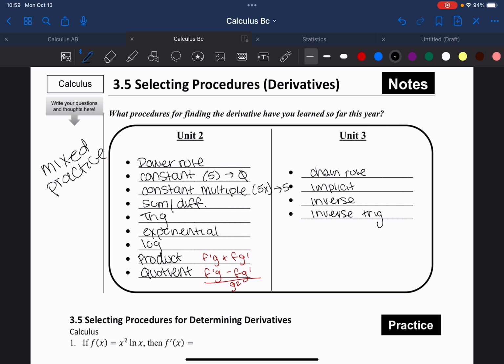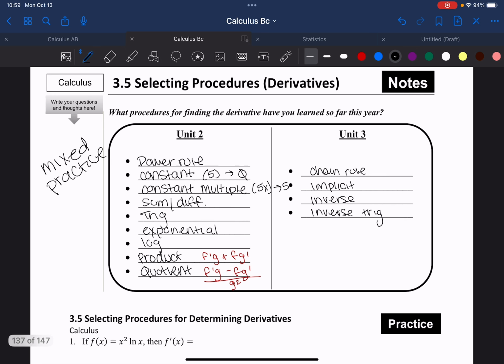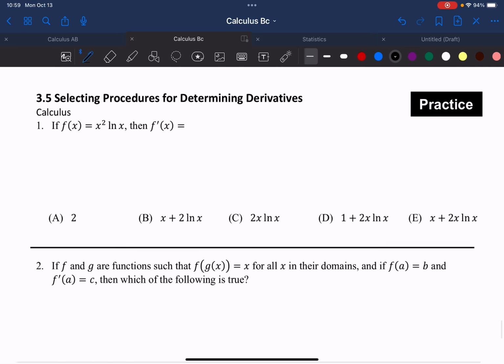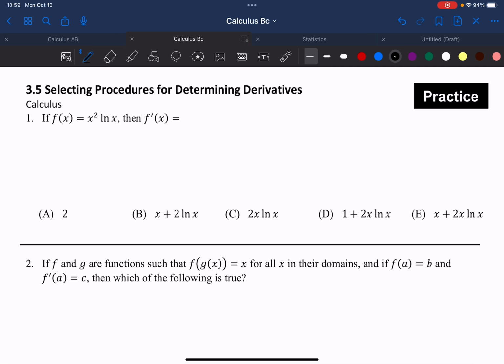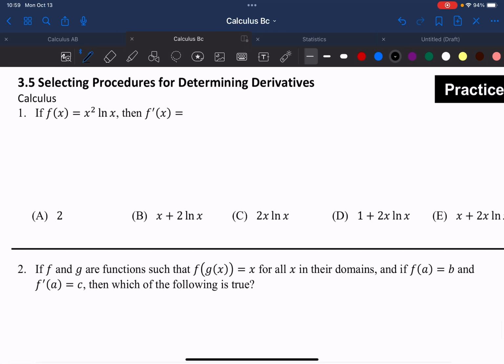Okay, so since there's not too much notes on this, I am going to do the first 2 practice problems with you. Okay, so number 1 says, if f of x is equal to x squared natural log x, then find f prime of x. Well, we know that this right here is the product rule. So I'm going to have to do f prime g plus fg prime.